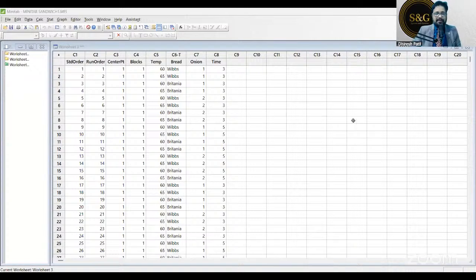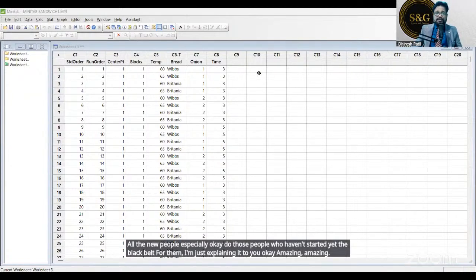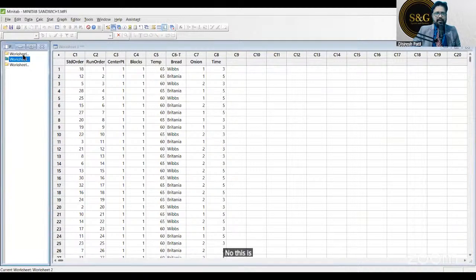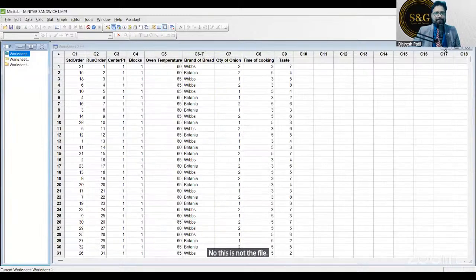Amazing, amazing. Chaliye, so let's go for the analysis. So now here we have collected the data. So where is the file? Okay, this is not a file. यह file है क्या? No, this is not the file. This is the file, okay?